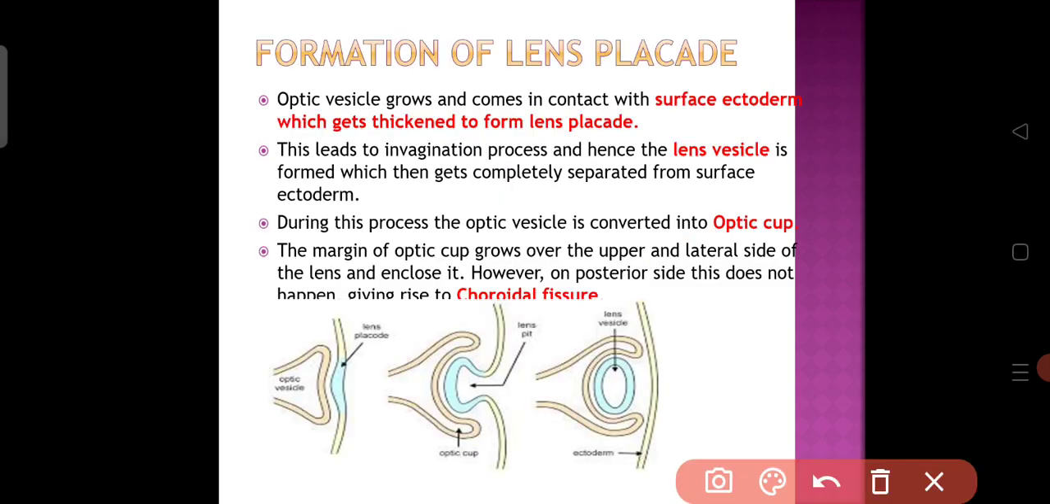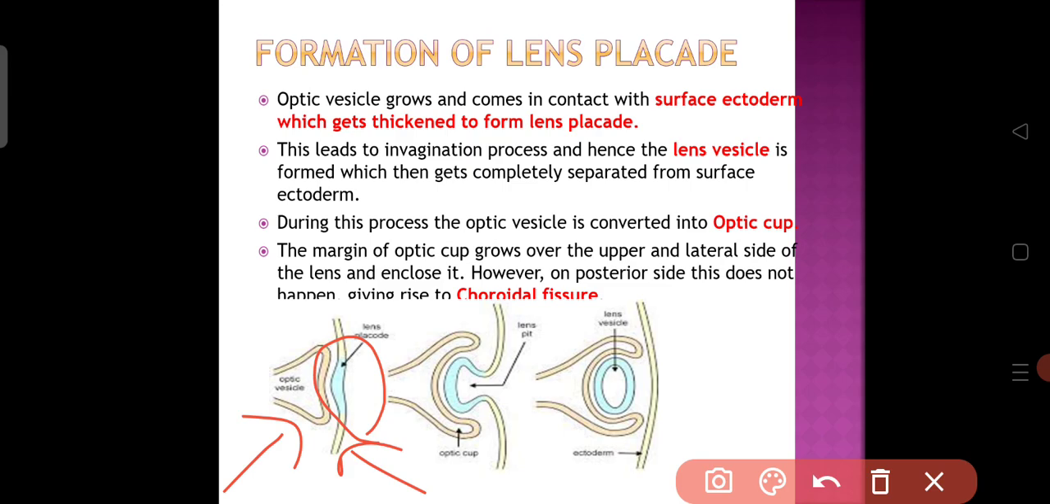Now, as you can see over here, this is called the optic vesicle. This is the surface ectoderm. When the optic vesicle approaches the surface ectoderm, a part of the surface ectoderm thickens. This is called the lens placode, and in response to the approaching optic vesicle, it starts to bulge inwards towards the optic vesicle. As a result, the lens pit is formed.